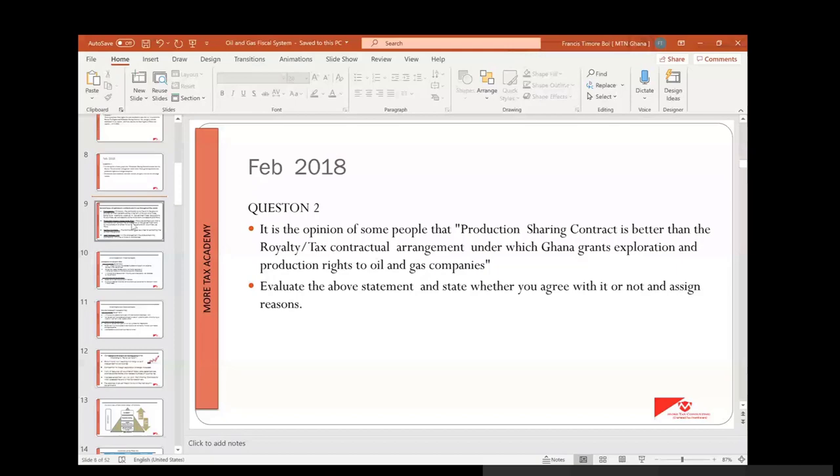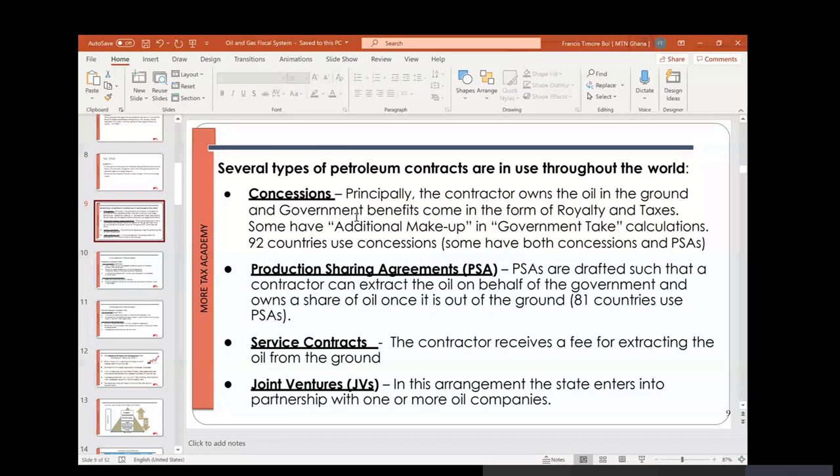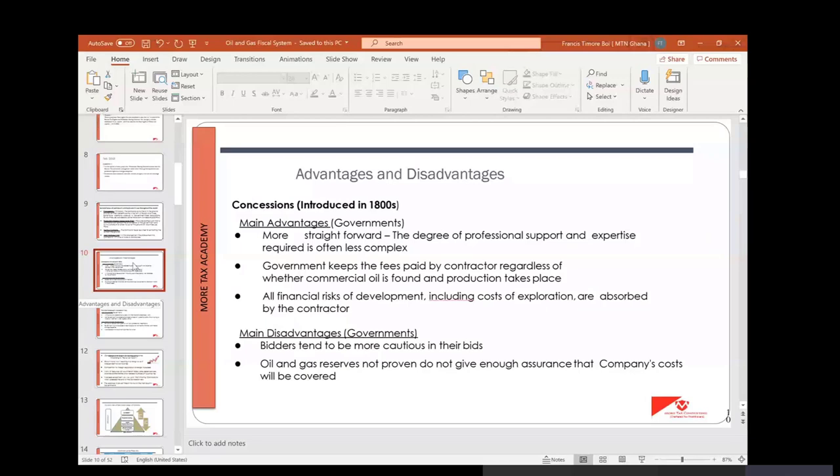You don't get anything. You don't even get the oil. You don't get the mineral. All you get is yours. So we can call it royalty slash tax regime or the concession regime. You don't get confused about it.